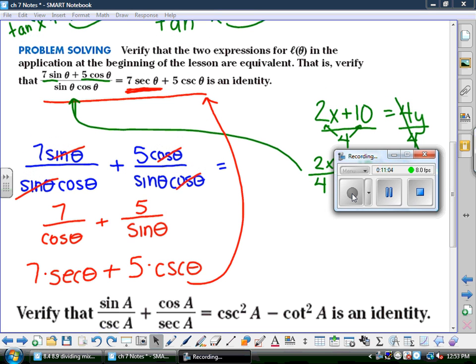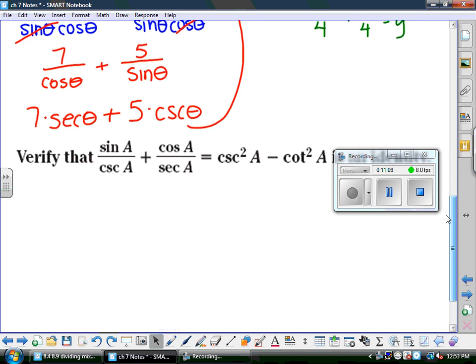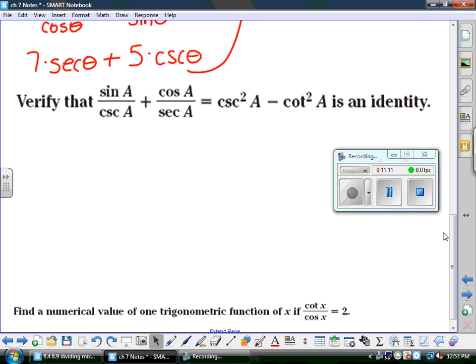Let's take a look at the next example. The next example is another verify one. Verify that sine A over cosecant A plus cosine A over secant A equals cosecant squared A minus cotangent squared A is an identity. Pause the video for a minute and write that problem down, and then we'll go through it together.